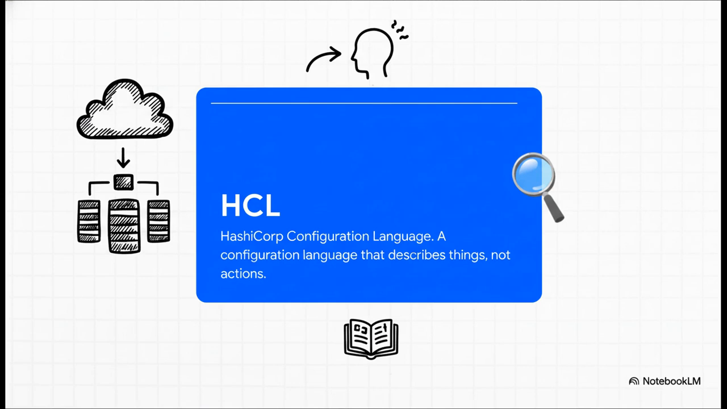Now, this special language of description has a name. It's called HCL, which stands for HashiCorp Configuration Language. Its one and only job is to describe your stuff, your servers, your databases, in a really clear, human-readable way. But honestly, the best way to think about it isn't really as code at all.